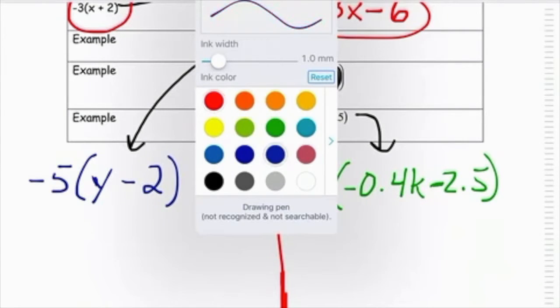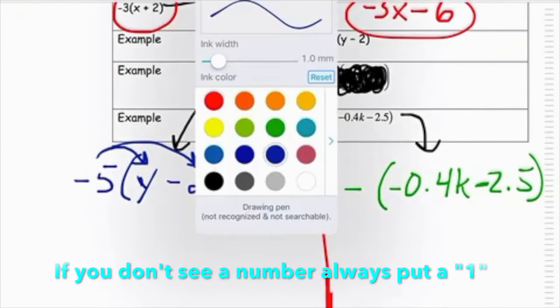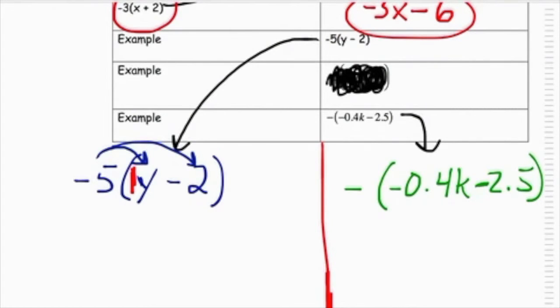So just like before, you're going to distribute the -5 to both terms. You can't do PEMDAS because they're unlike terms inside the parentheses. The y doesn't have a number, so we're going to give it a number. If it doesn't have a number, we always give it a 1. And -5 times +1y is -5y. Done. Now, when you do -5 times -2, right?